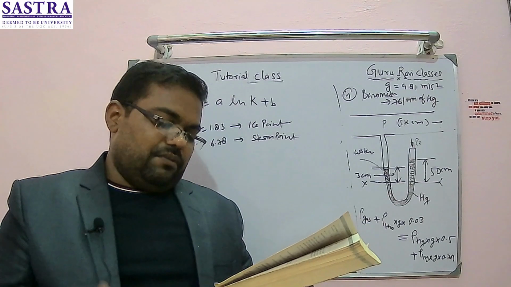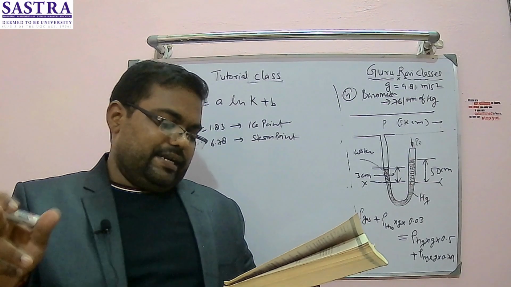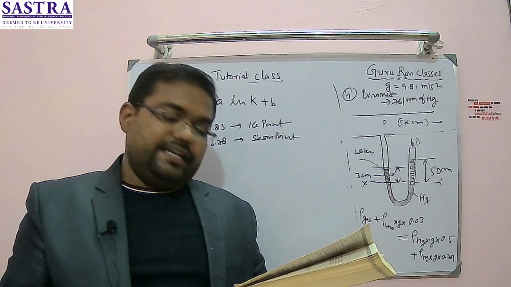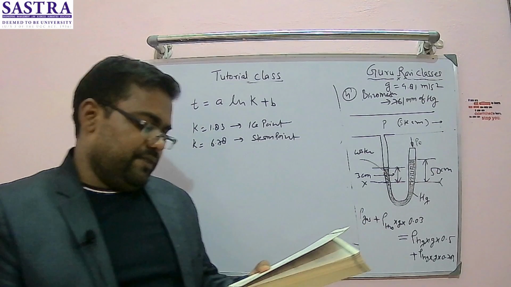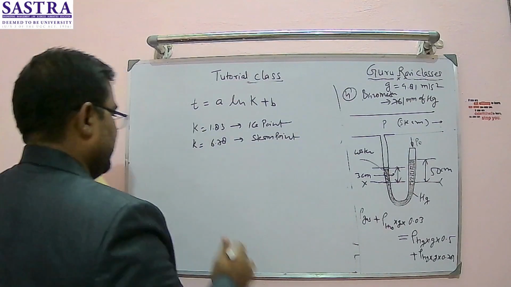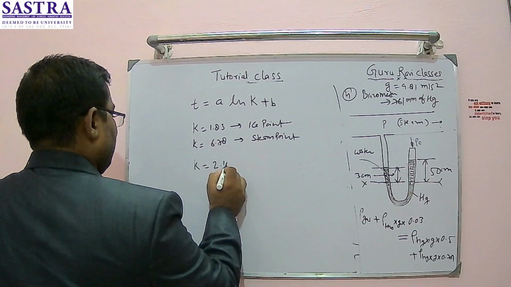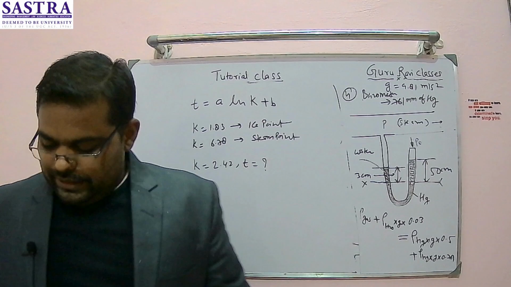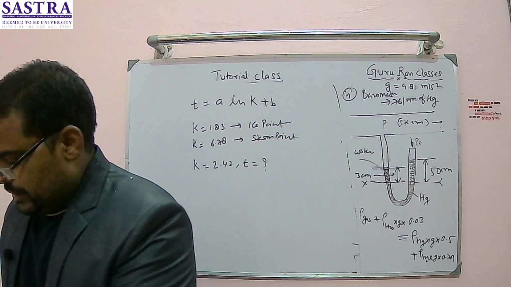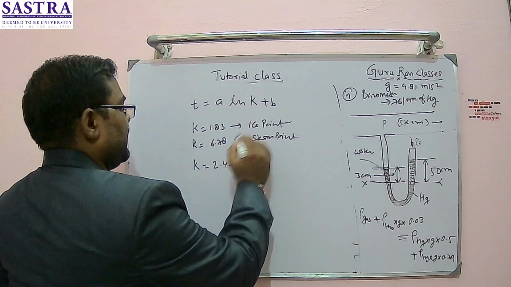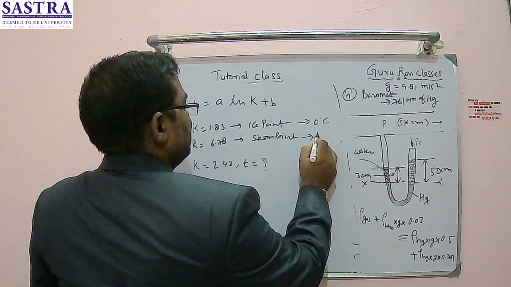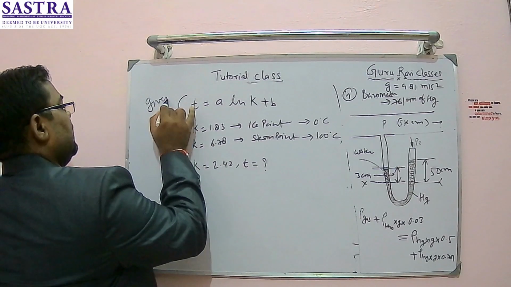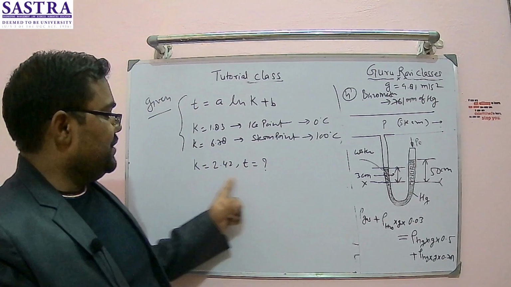The temperatures of which are assigned the number 0 and 100 degrees Celsius respectively. Determine the temperature corresponding to a reading of K equal to 2.42 on the thermometer. So we need to find the temperature at 2.42, and the ice point and steam point K values are given. Ice point is 0 degrees Celsius, steam point is 100 degrees Celsius. These three things are given, and from this we need to calculate the temperature.